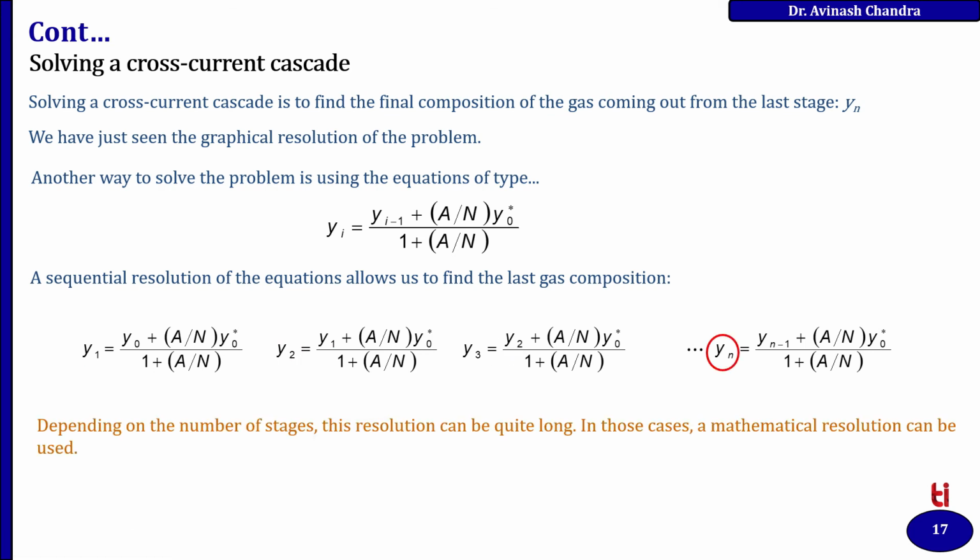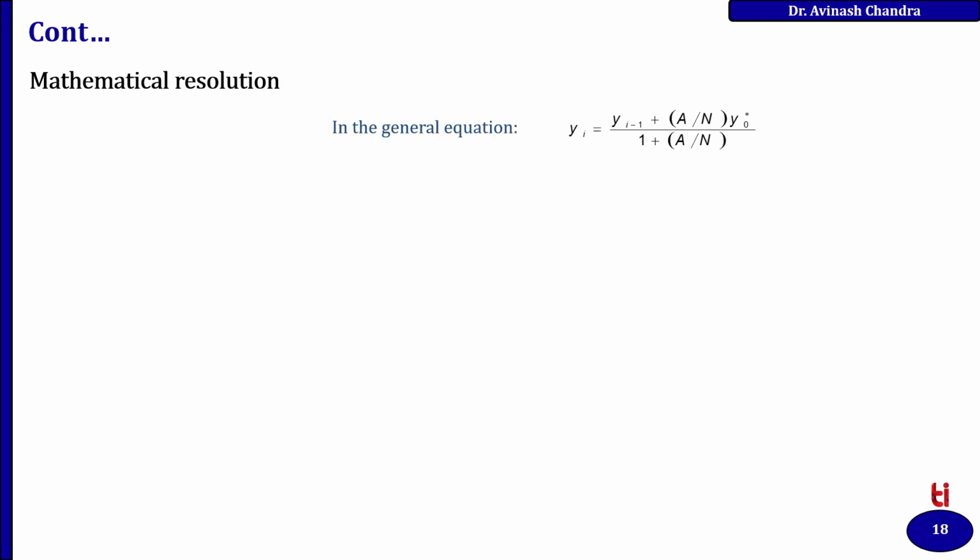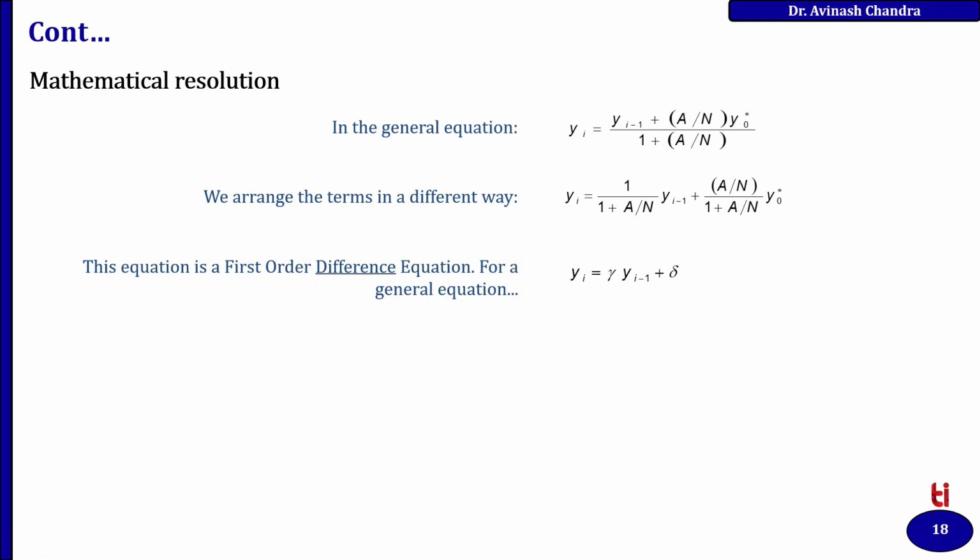In those cases, a mathematical solution can be used. So for that, in the general equation, we know that yi equals yi minus 1 plus (A upon n) y naught star upon 1 plus A upon n. We arrange these terms in a different way. So we can write yi equal to 1 upon 1 plus A upon n, multiplied by yi minus 1, plus (A upon n) upon 1 plus A upon n into y naught star. This equation is a first order difference equation.